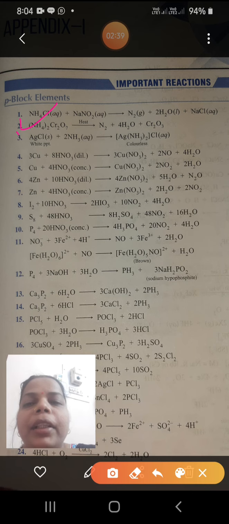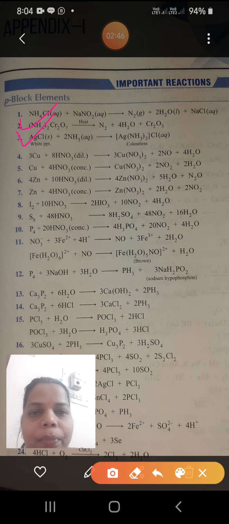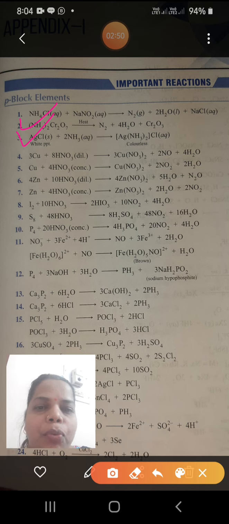Next, third equation, silver chloride reacting with liquid ammonia and one coordination complex is formed. The name of this complex is diamminesilver chloride. Diamminesilver chloride. This is colorless.